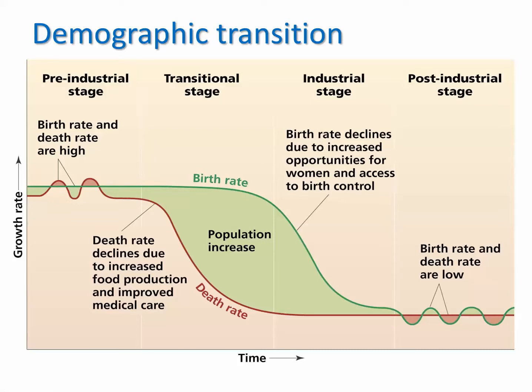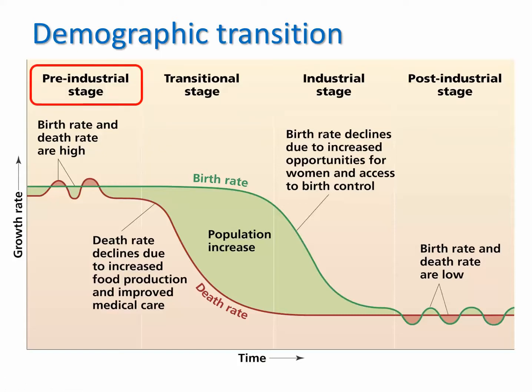Then in the transitional stage, you start to get death rate declines due to increased food production and improved medical care, but the birth rate stays high. And then in the industrial stage, the birth rate declines due to increased opportunities for women and access to birth control. And in the post-industrial stage, the birth rate is now low, as is the death rate, and population size again stabilizes. So during this transitional stage, you get a very large increase in population size, and in the industrial stage, you're still getting an increase, but that increase is slowing down.